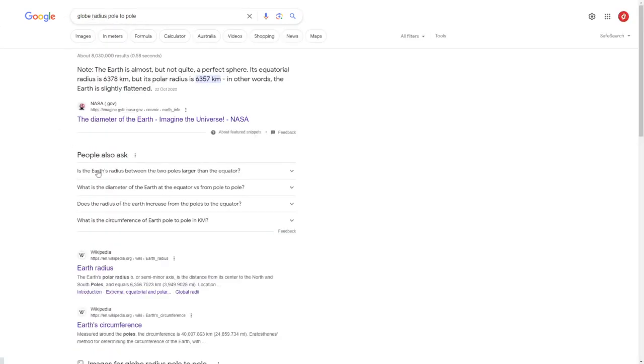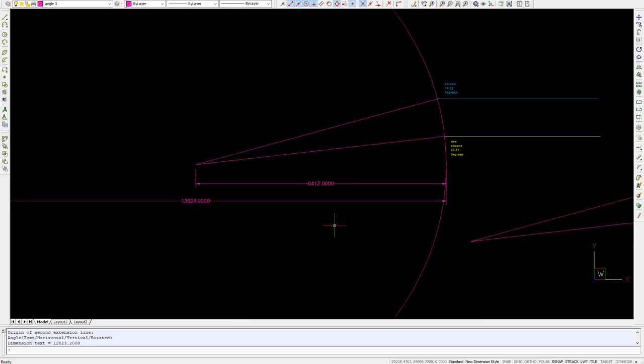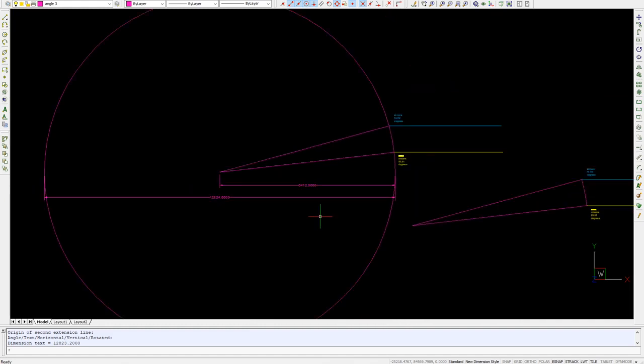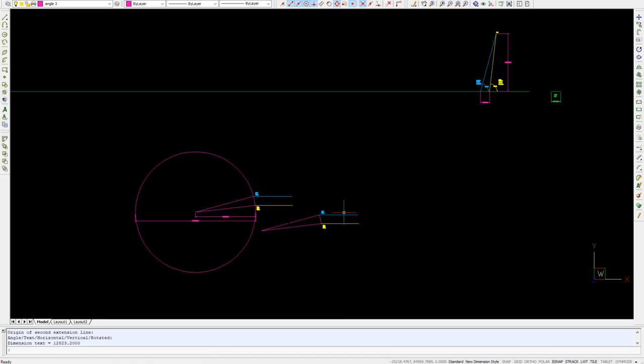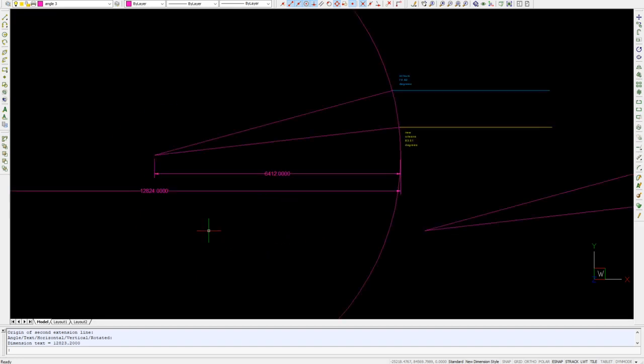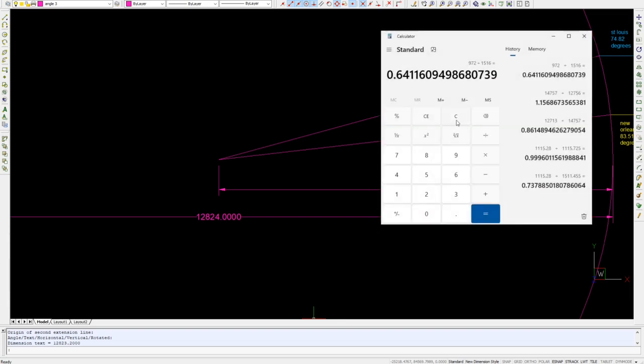And let me double check the pole radius. 6,357, and I got 6,412. So it seems that the circle I've got is a little bit bigger than what is represented by other people who have gone and studied this sort of stuff. But the radius here is pretty darn close. I might even find out what the percentage is.